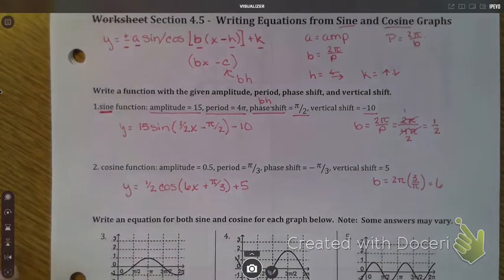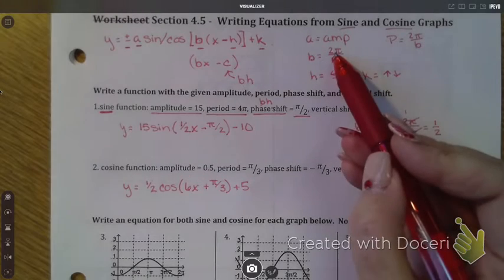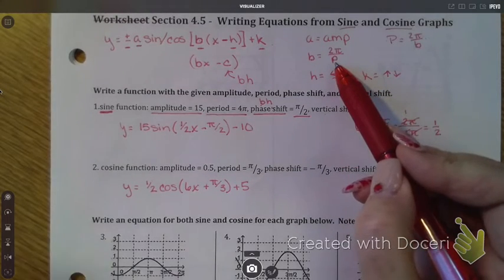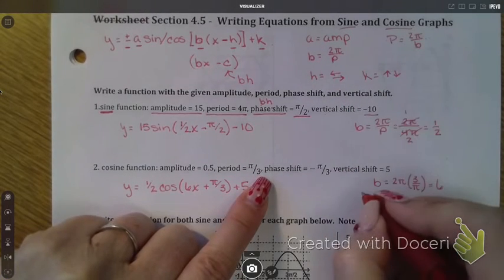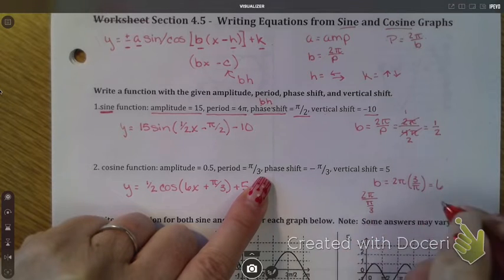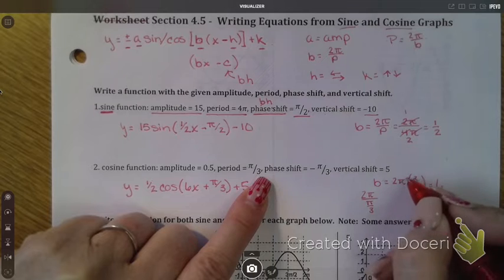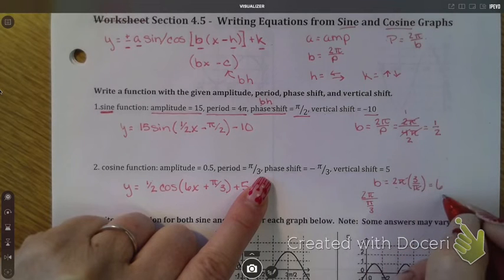Okay, so did you get 1/2 cosine 6x plus pi over 3 plus 5? I did not. I got confused on trying to find B. Okay, what is B? 2 pi over your period. So I have 2 pi divided by pi over 3, so that means I multiply by 3 over pi. So the pi's reduced, and I get what? 6.